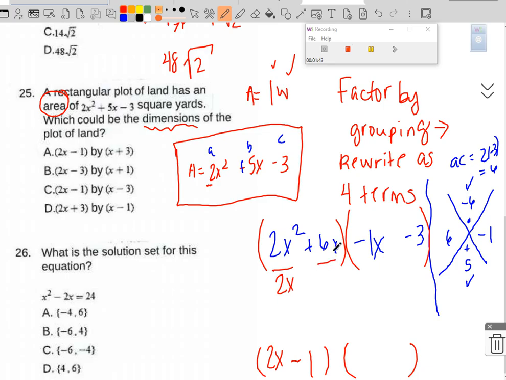Very good. We divide this first group by the greatest common factor we pulled out. So we have x plus 3 left. So A would be our correct answer.